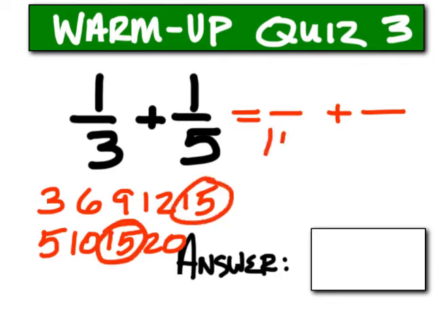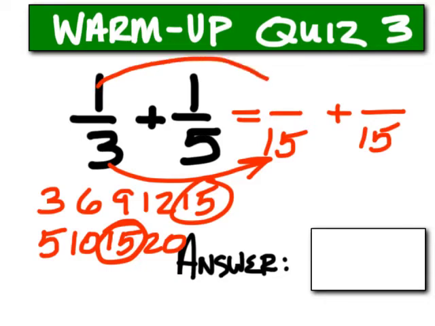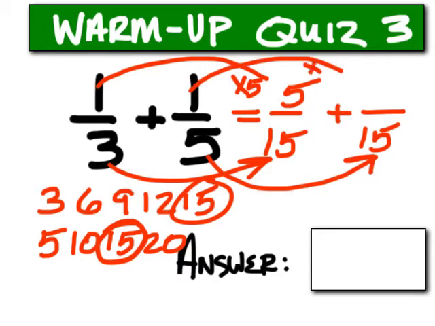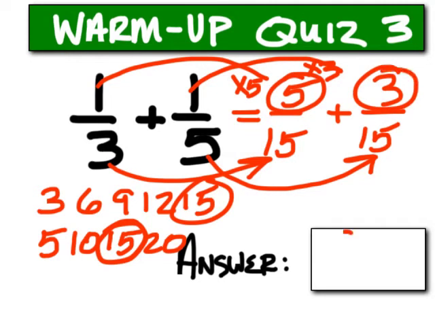15. In order to get a 15 from this 3, I have to multiply by 5. So I multiply this 1 by 5 to get 5. Multiply the 5 by 3 to get 15, so 1 times 3 is 3. 5 plus 3 is 8, and put that over 15.